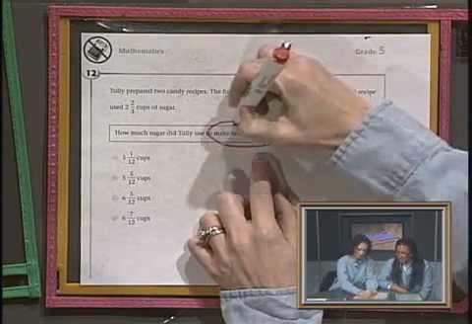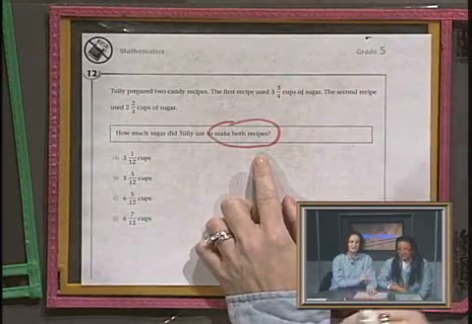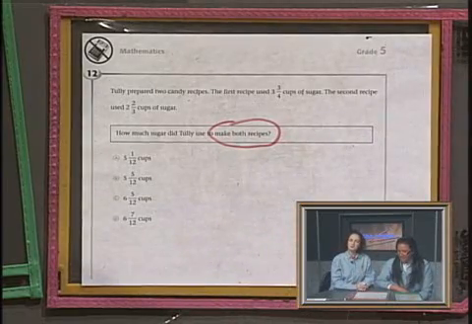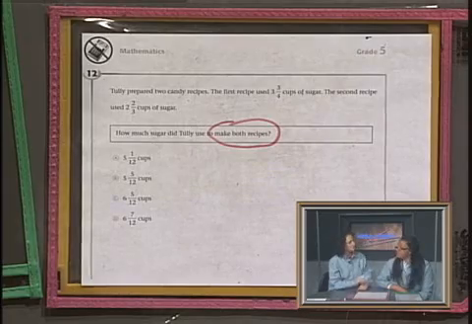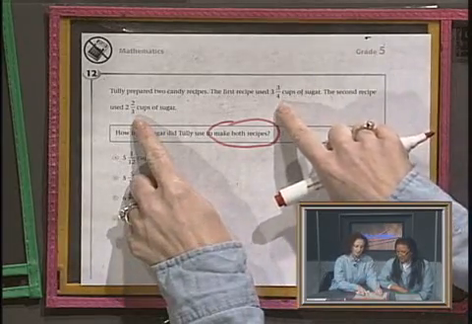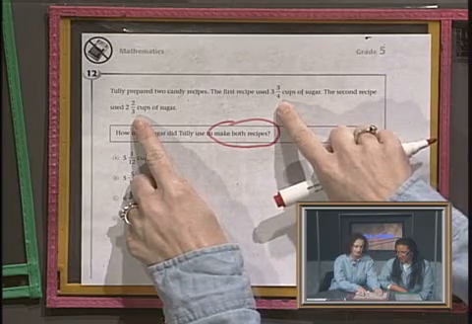And that's the important part. How much did Tully use to make both recipes? That lets me know that we are combining those two mixed numbers, which means we are going to add them. So when I go back and look at my two mixed numbers, I see that they do have two different denominators.